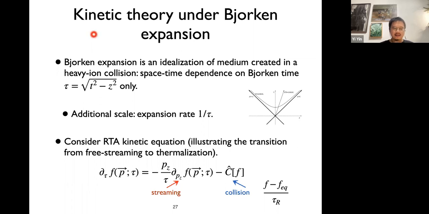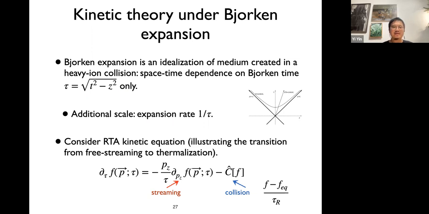So we will consider kinetic theory under the Bjorken expansion. Basically, you can think of the Bjorken expansion as some idealization of the medium created in hadron collisions. It assumes that the spatial dependence of any quantity is only through its dependence on the Bjorken time tau. It does not depend on z and t separately, but depends on tau in this particular combination. And another way to think about this Bjorken expansion is that the expansion rate, one over tau, introduces an additional scale into the problem.